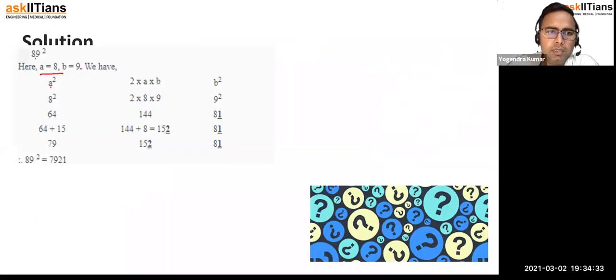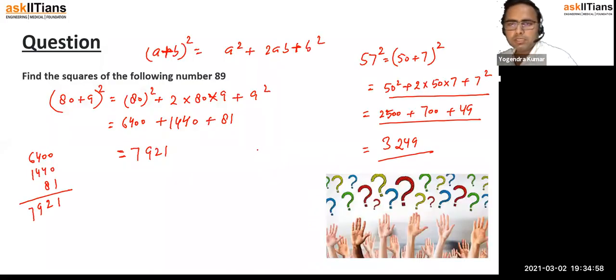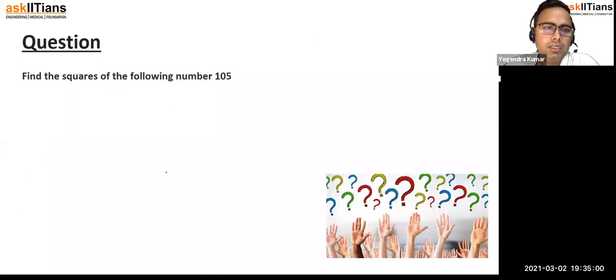8 and 9 are the numbers. So 8 square 64, right? 8 square is what? 64. Then the product here, this is what? 152, right? 152 and 81 here. So we keep here 1 2 here as it is, and this 79 we will put here, right? You can understand this way also, but I think what I am explaining is much easier than this, right? I hope you got it right. So this is the method we can use here.